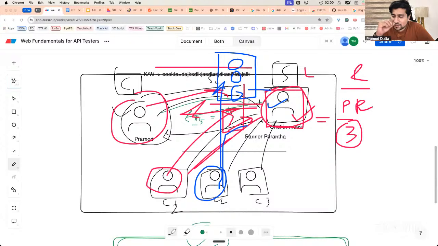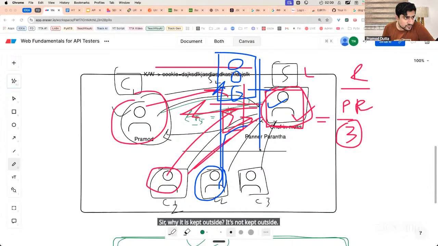Sir, why is it kept outside? It's not kept outside, it's just in front of. It's not outside, brother, it is here, inside only. Okay, it is inside also. So tomorrow is Ekadashi.